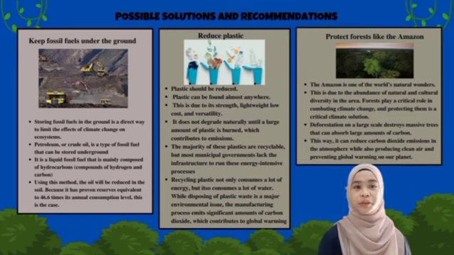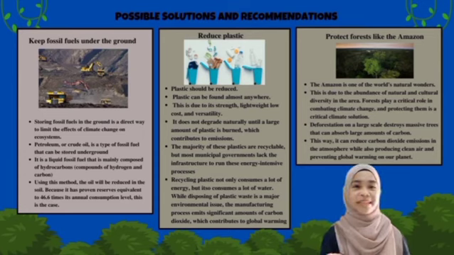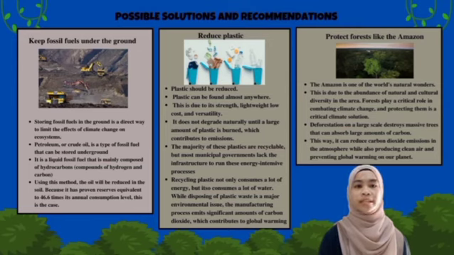Petroleum or crude oil is a type of fossil fuel that can be stored underground, and it is a liquid fossil fuel that is mainly composed of hydrocarbons. Using this method, the oil will be reduced in the soil because it has a percent reserve equivalent to 46.6 times its annual consumption level.